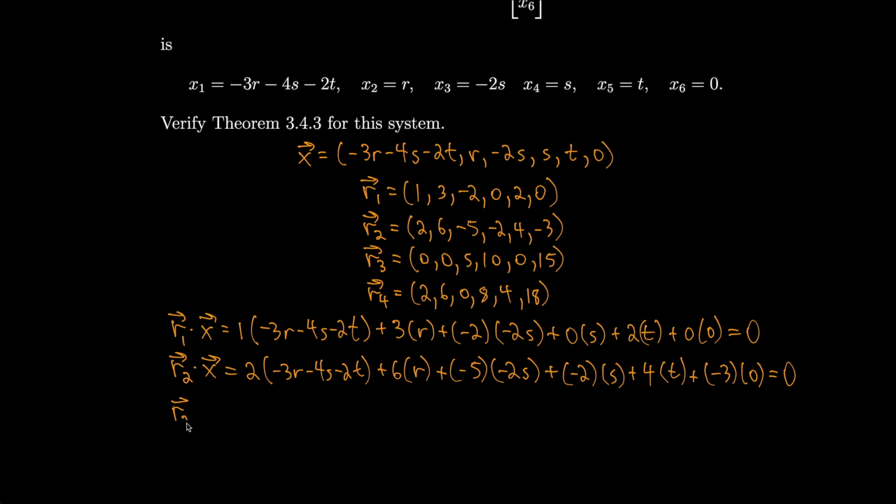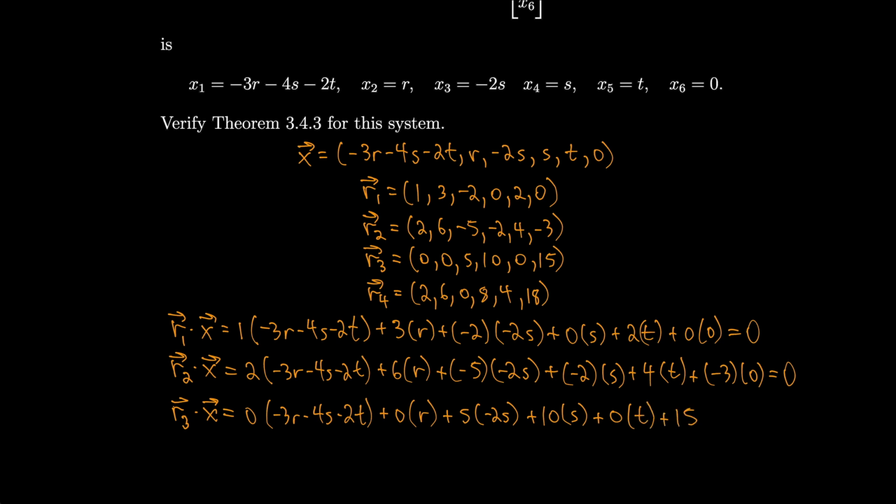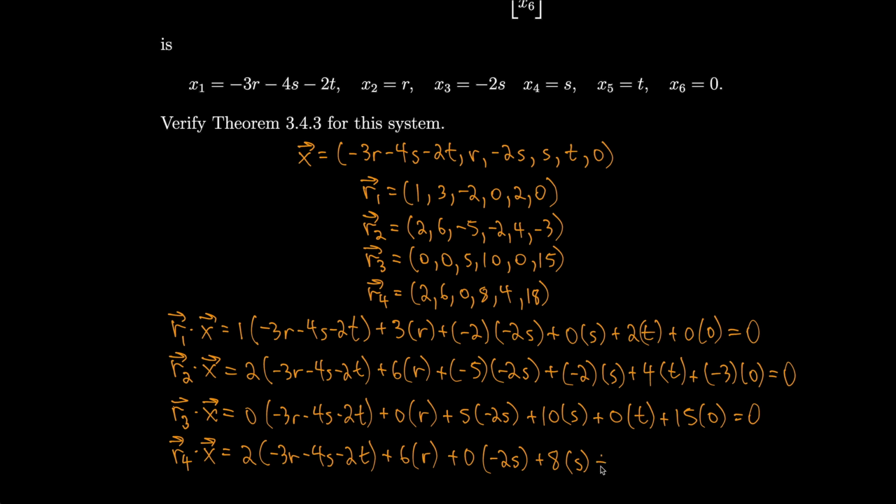For R3 dotted with X, we get 0 times minus 3R minus 4S minus 2T plus 0 times R plus 5 times minus 2S plus 10 times S plus 0 times T plus 15 times 0, which is also 0. And last but not least, we'll check R4 dotted with X, which is 2 times minus 3R minus 4S minus 2T plus 6 times R plus 0 times minus 2S plus 8 times S plus 4 times T plus 18 times 0. Again, 0. Exactly as we expected.